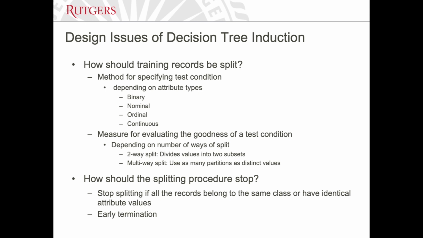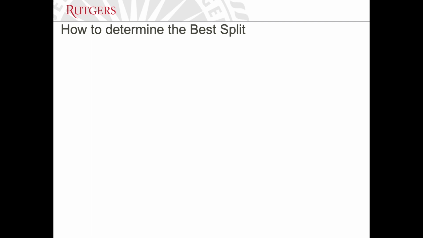Then the next question is when to stop. There are two ways to tell. The first one is to stop splitting if all the records belong to the same class or have identical attribute values. The second way is early termination. So now the question is how to determine the best split point.